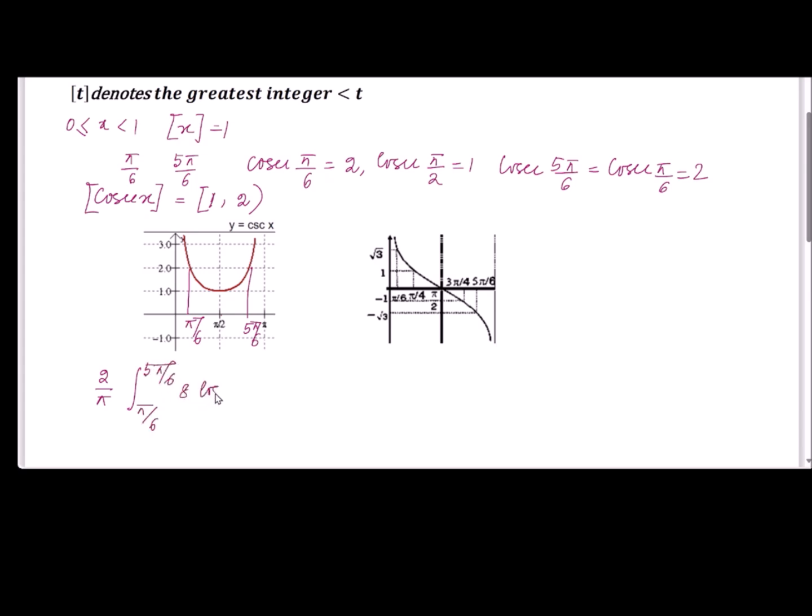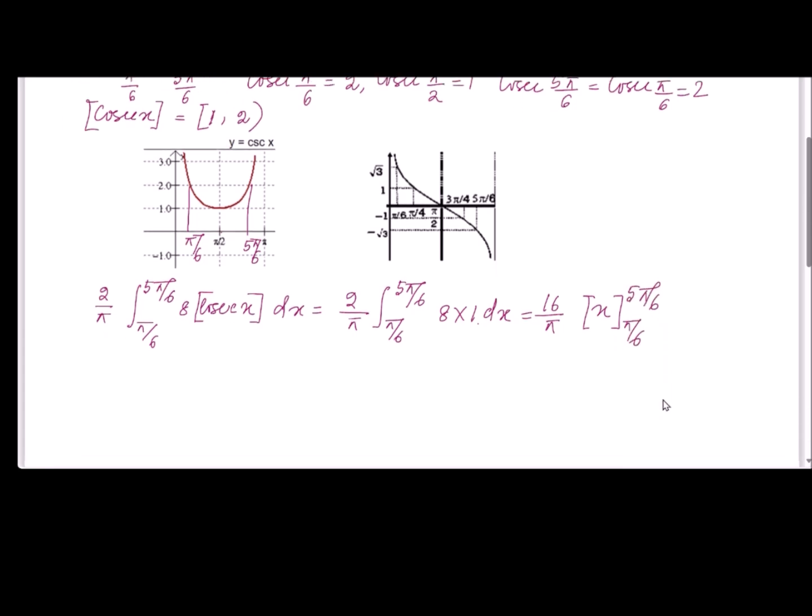8 times of cosec x dx equals to 2 over pi, your pi by 6 to 5 pi by 6, equal to 8 into 1. So I can take 8 outside, so it will be 16 over pi. 1 integration is x from pi by 6 to 5 pi by 6.